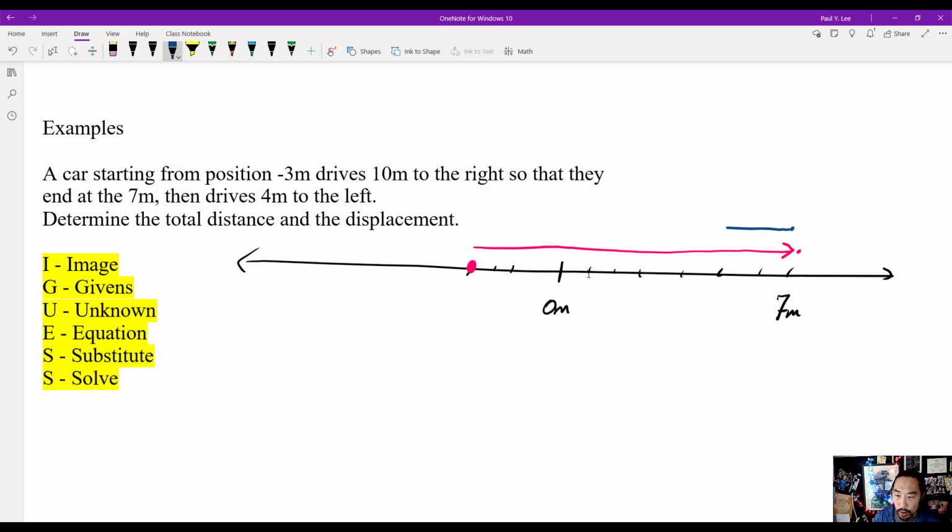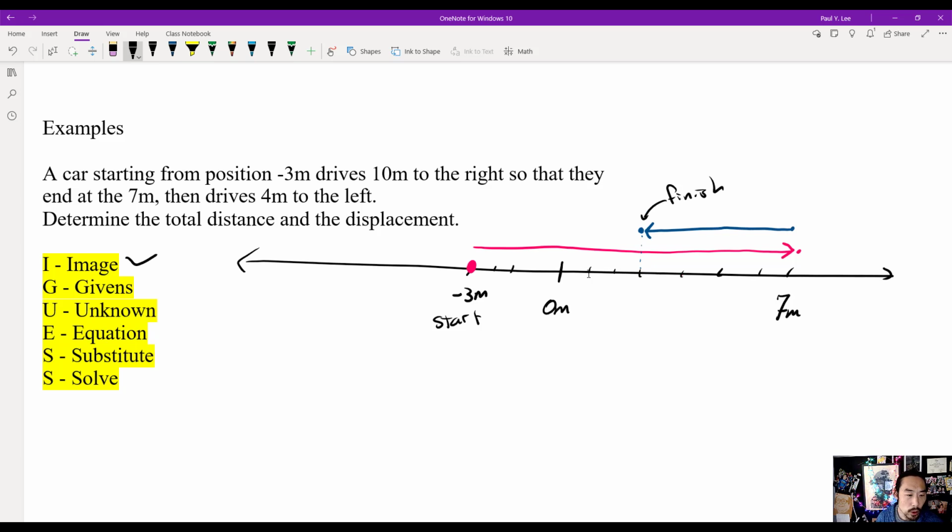1, 2, 3, 4, boom, and this is our final position right here. Okay, so we got the image done, right? This is the image. So let's just identify the givens. In this image here, I have almost all of the givens except I don't have that -3 there. And you know what? I can even write this is my start, and right here, this is my finish.